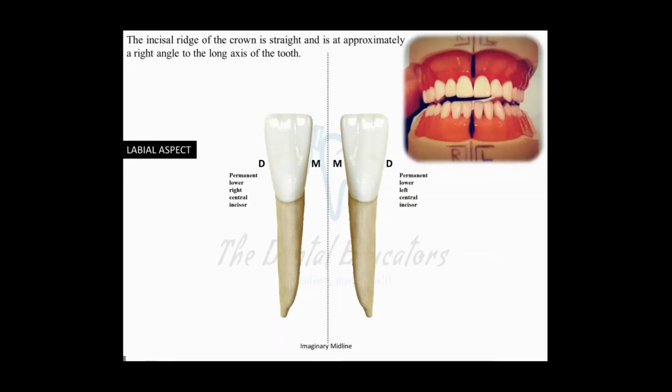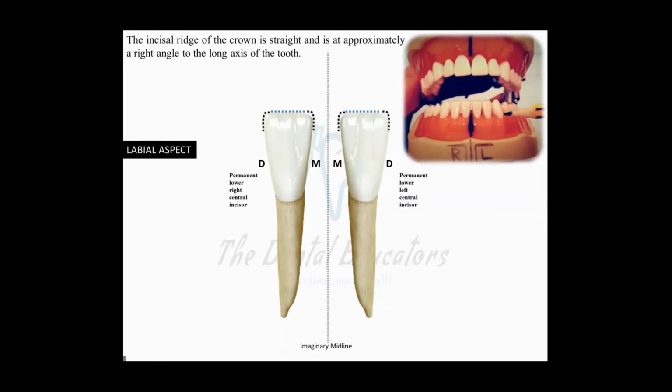Now when you look at the incisal ridge of the crown, it is straight and approximately at 90 degrees to the long axis of the tooth. So if you see the long axis of the tooth, it appears to be at 90 degrees. This is the long axis of the tooth. So the incisal edge of the mandibular central incisors appears to be quite straight, nearly at 90 degrees to the long axis of the tooth.